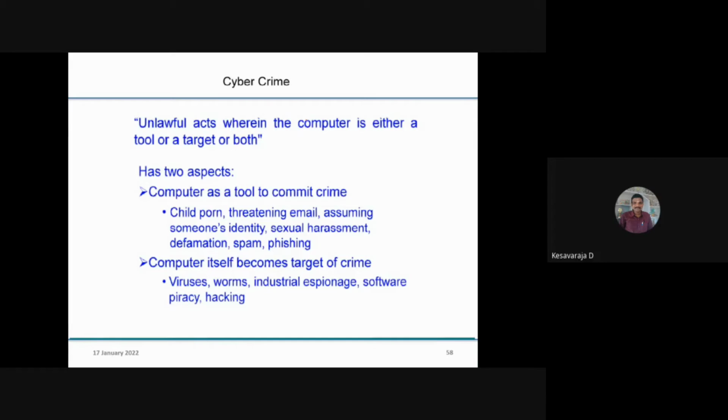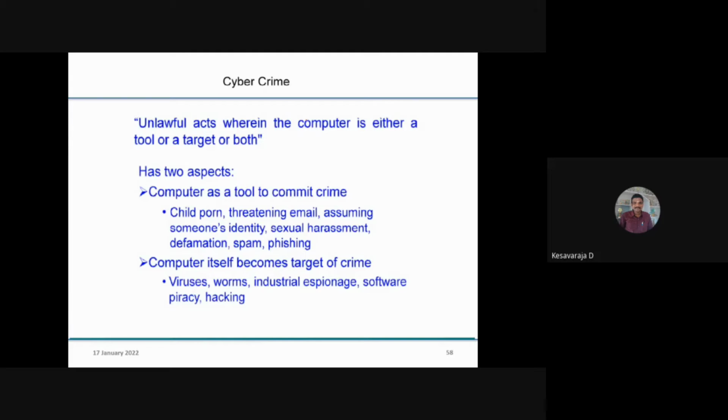Now we are entering into the third part. First software tools, second hardware tools, now the third part, live forensics tools. Just a small intro, just 2 slides. Cybercrime is for unlawful acts wherein a computer is either a tool or a target or both. So there are 2 aspects: a computer is a tool to commit crime, or the computer itself becomes a target of crime.